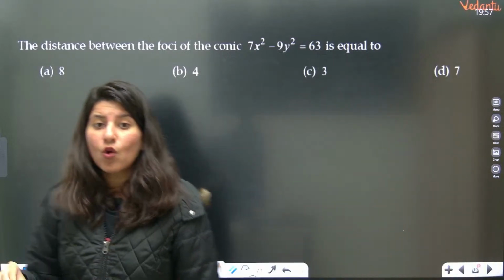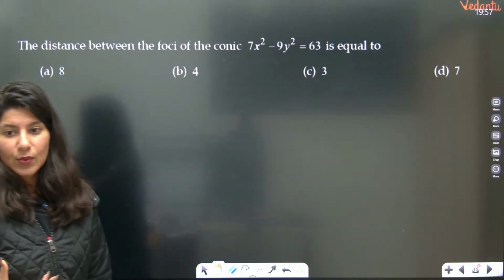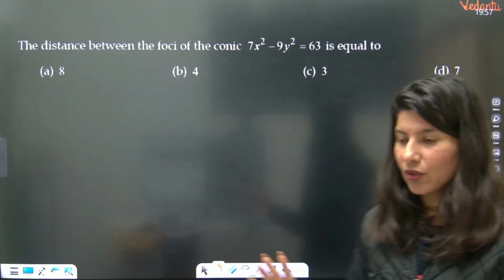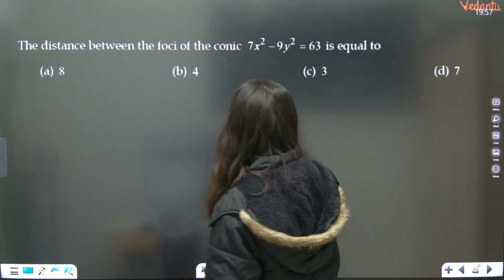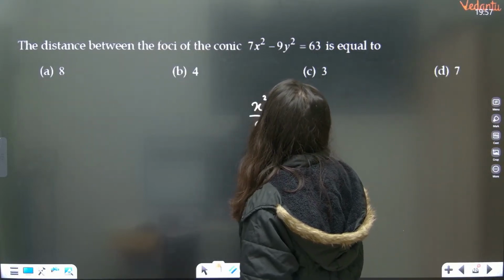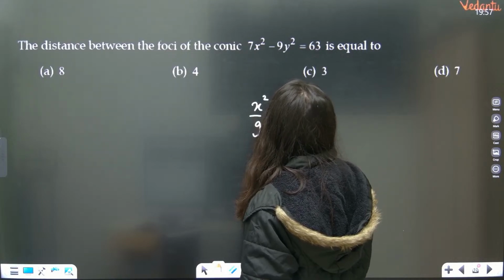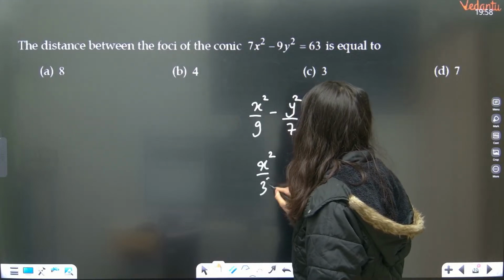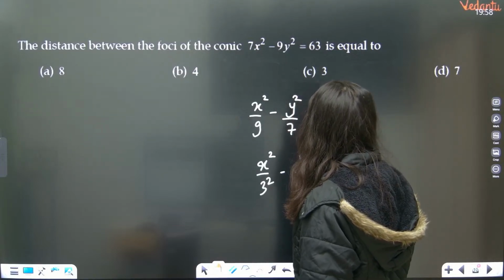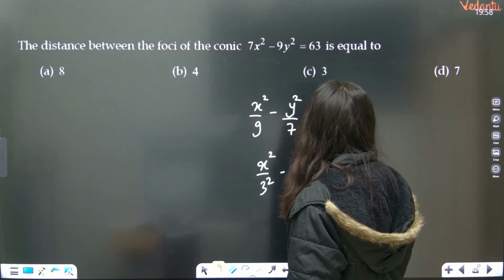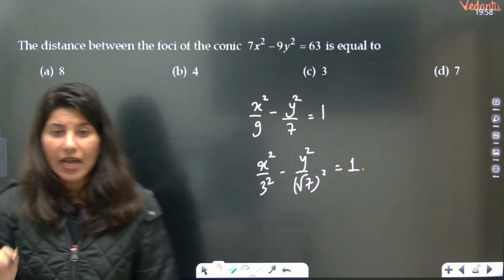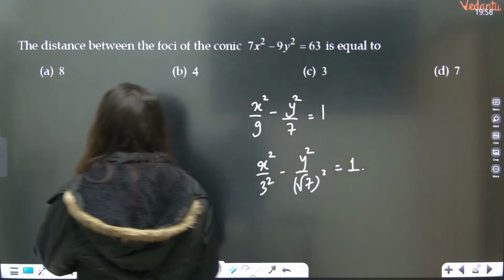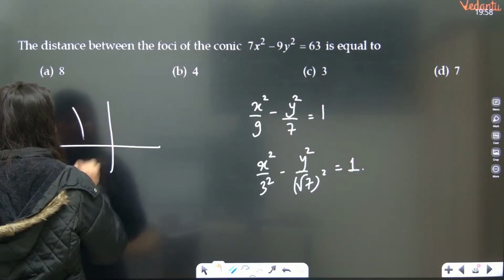Then we have this. The distance between foci of the conic, can anybody tell me what is this conic? Please write down in the comment section. X square by 9 minus y square by 7 equals 1, correct? Or you can say x square by 3 square minus y square by root 7 whole square equals 1. This is a hyperbola. Now, distance between foci, and which hyperbola? This type of hyperbola.